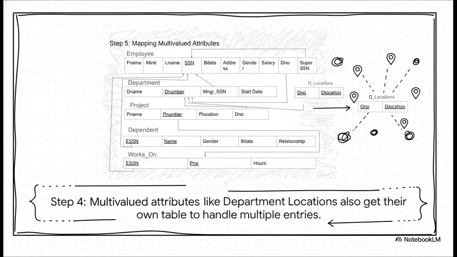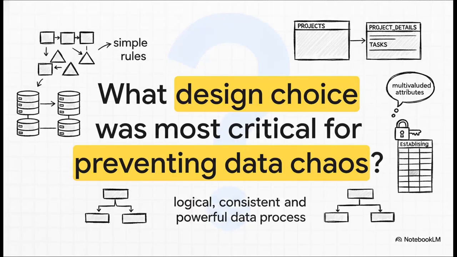Last but not least, step 4. What about that multi-valued attribute, the department locations? We use the same trick. It also gets its own table. We'll create a new table called dept_locations. It has a column for the department number, a foreign key, and a column for the location itself. This lets us list as many locations as we want for any department, and it keeps our main department table clean and organized. And that's it.